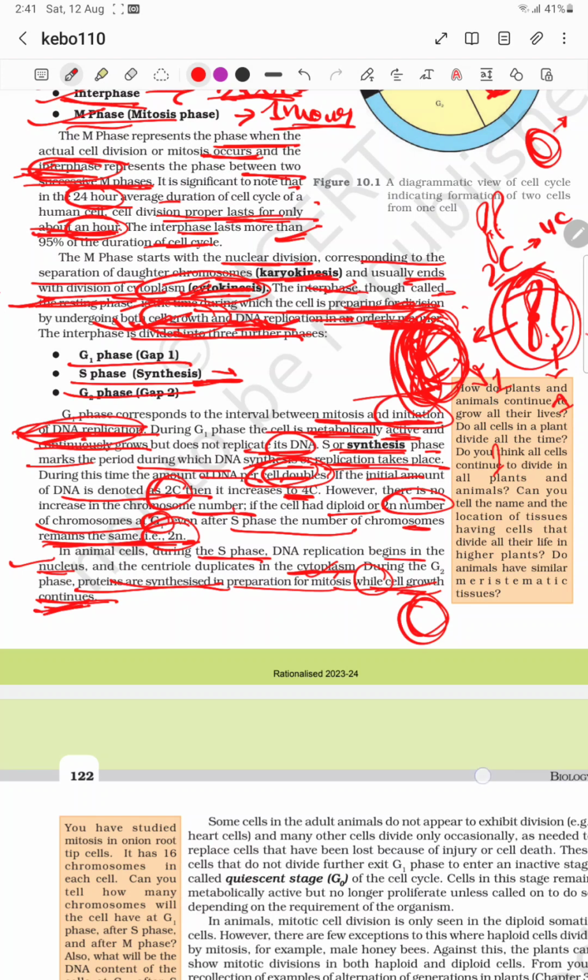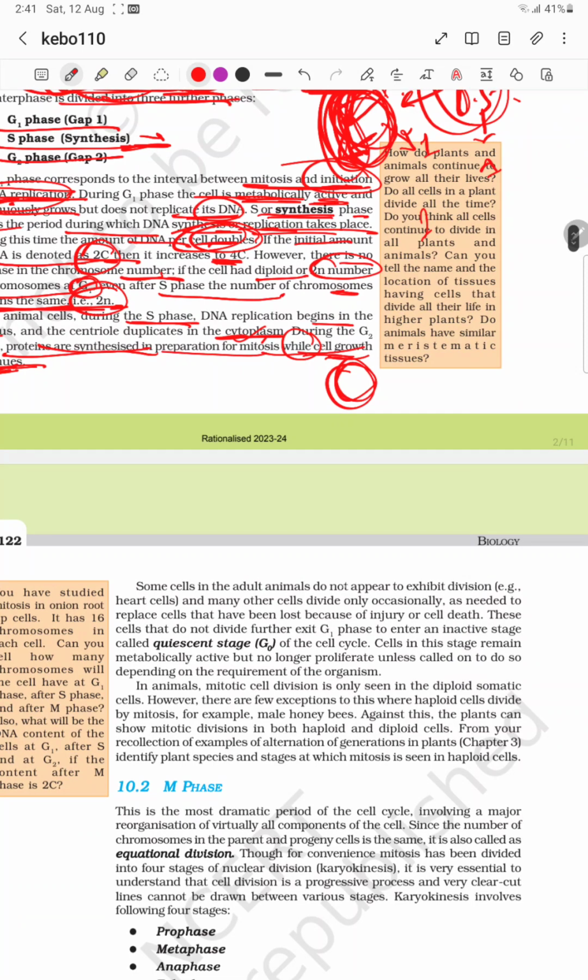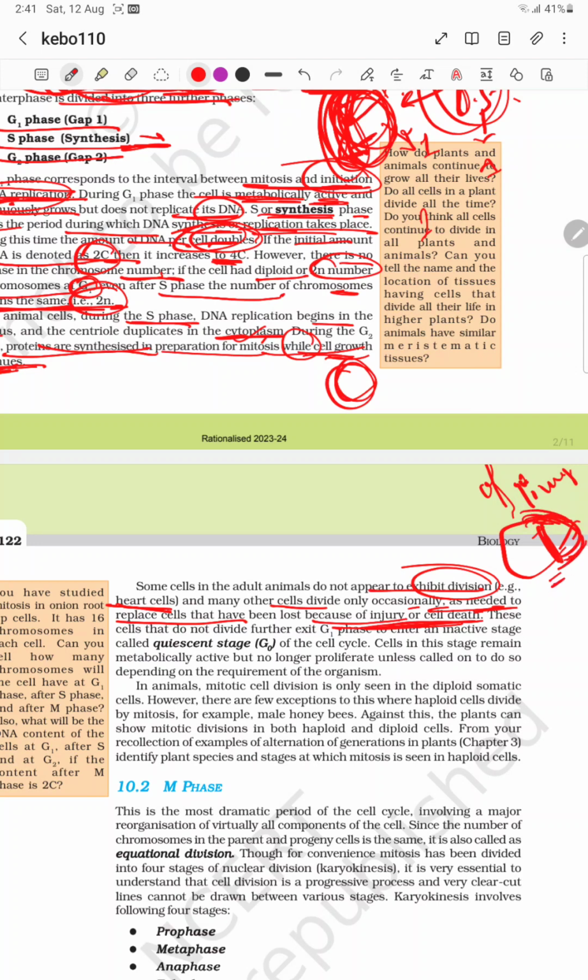Now, some cells in the adult animals do not appear to exhibit division. There are few cells which never divide, like heart cells, and also we can take neurons, nerve cells, and many other cells divide only occasionally as needed to replace cells that have been lost because of injury or cell death. For example, we can take the example of liver. If 40% of a liver is cut out of 60%, it regrows itself by dividing the cells. So it is occasional.